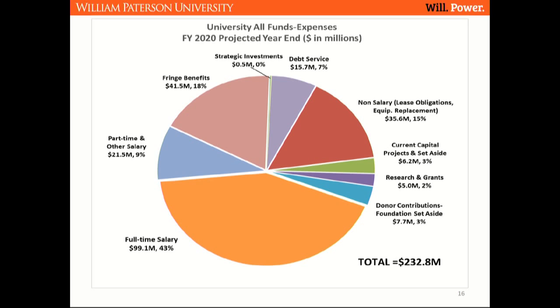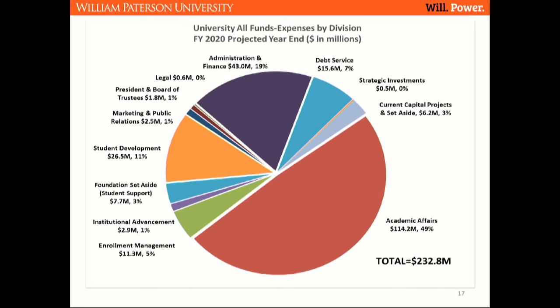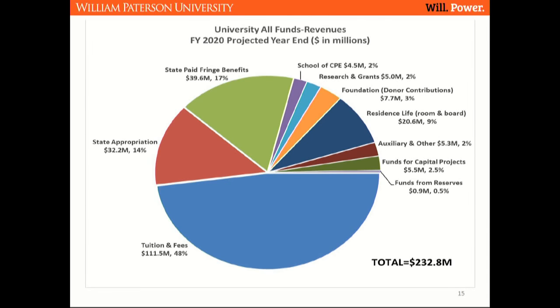So this is in total on a macro level, and this is by division or major grouping. Right now we're projecting that by the end of the fiscal year, the university will still generate $232.8 million in revenue and expect to spend approximately that amount. There's one thing that's been added to this table, though. If I go back to revenue, where is it? There it is. Okay, funds from reserve, and I'll talk about that. That's not normal operating practice, but I'll talk about why that's included.